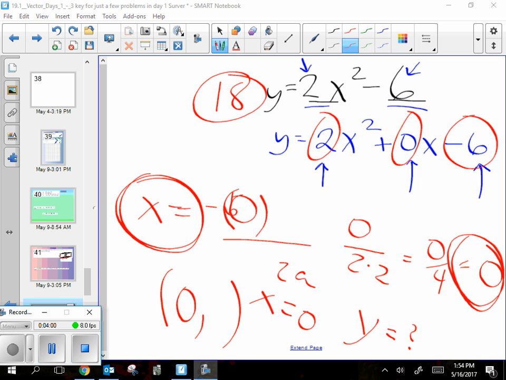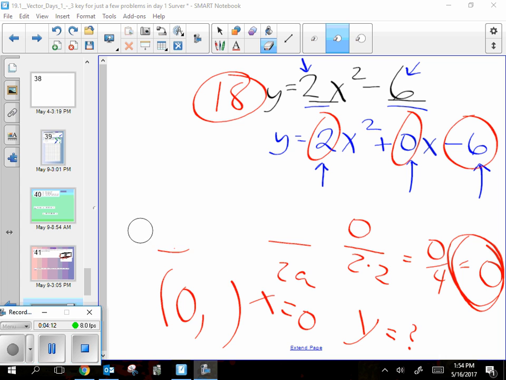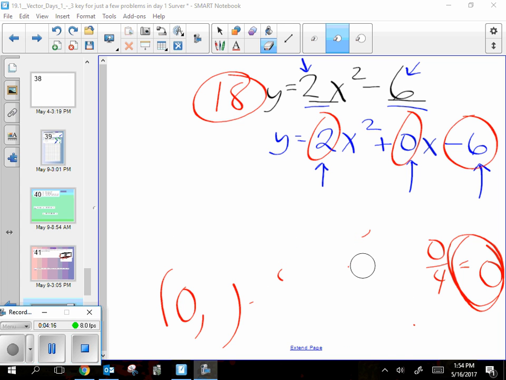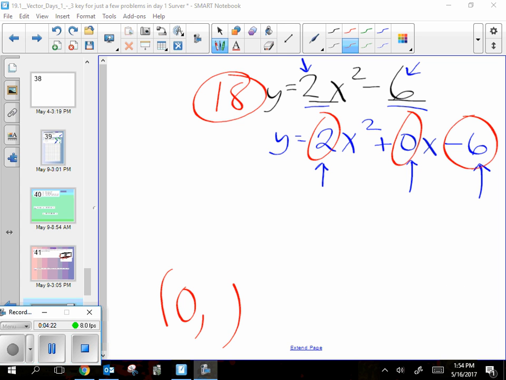You already did ones like this. Once you know the x, what are you supposed to do with it? Stick it right back in. That's right. Stick it in where? Well, you go back to the original equation now. The original equation is all the way back to the top there. Right there.